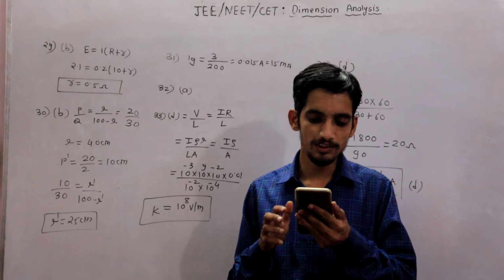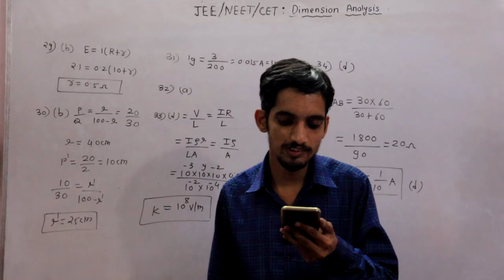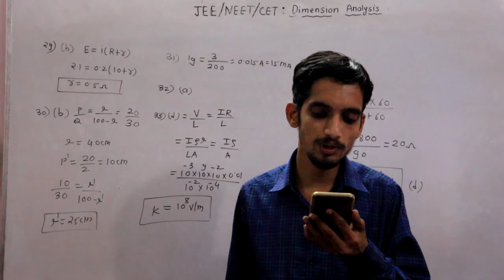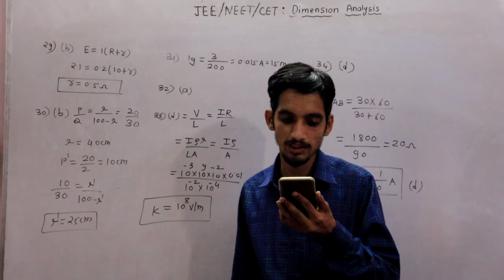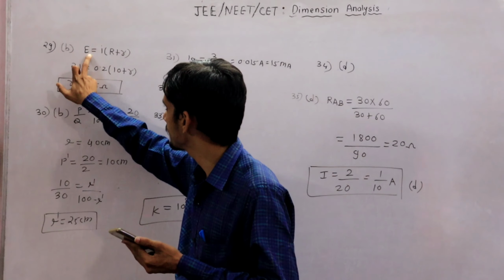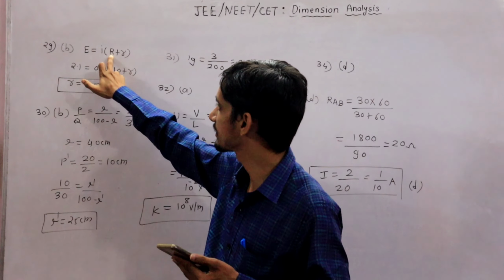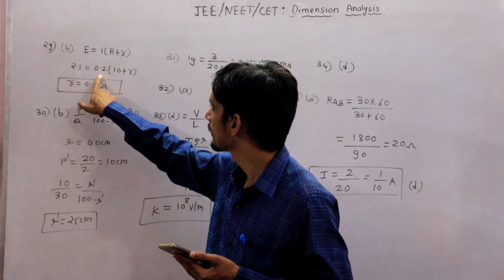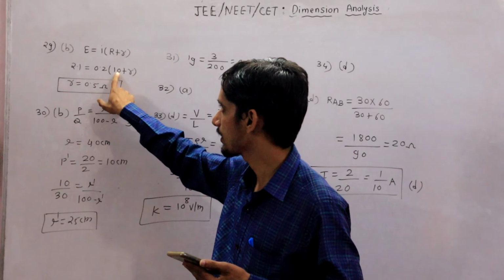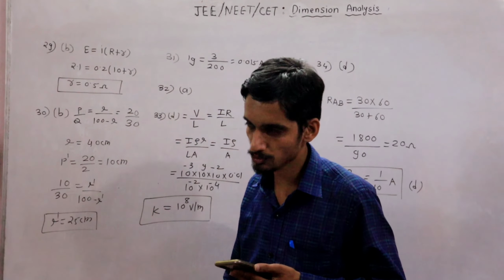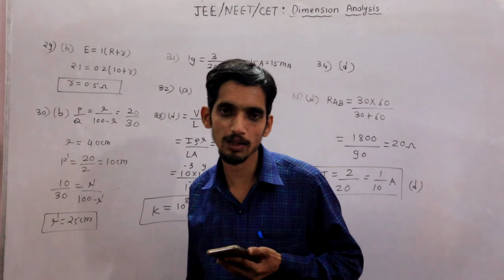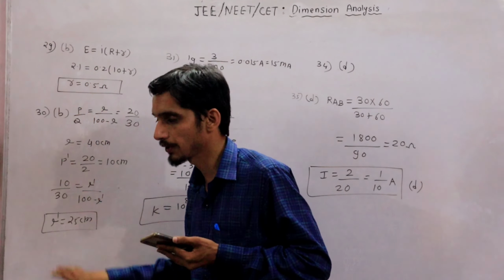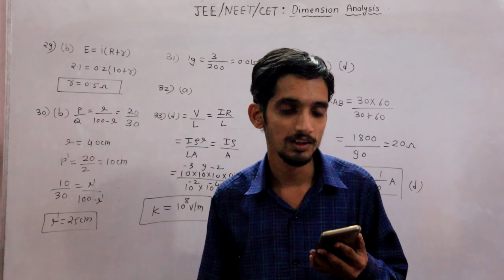Question number 29. The internal resistance of a 2.1 volt cell which gives a current of 0.2 ampere through a resistance of 10 ohm is... Now listen here. E is equal to I into (external resistance plus internal resistance). 2.1 is the EMF, then I is 0.2, external R is 10, so internal resistance is 0.5. So simply, this is E is equal to I into (capital R plus small r), where small r is the internal resistance. Option B, 0.5, is the answer for question number 29.